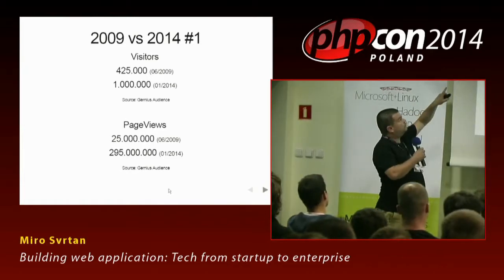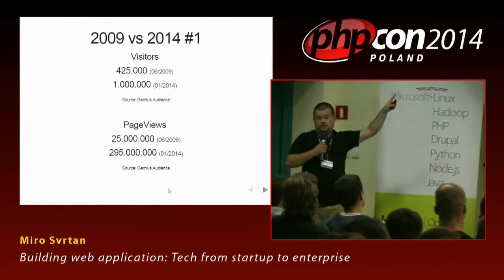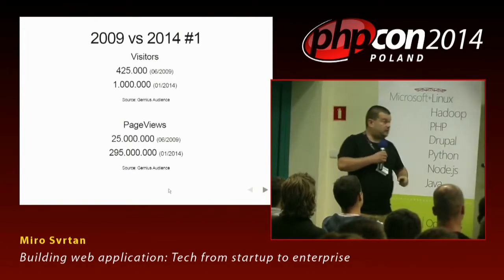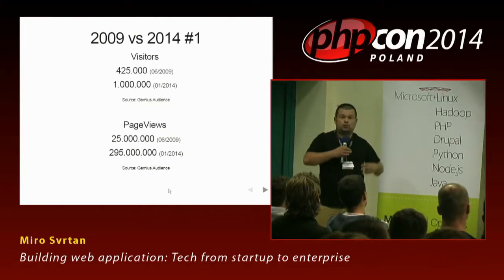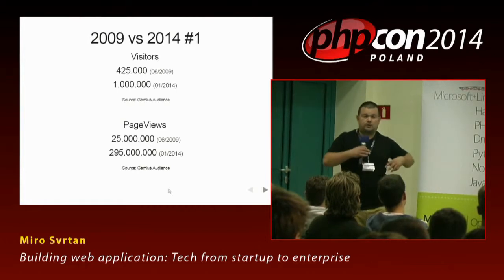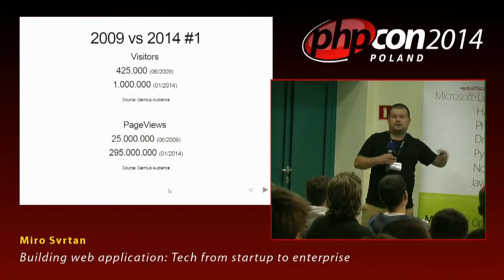And in 5 years, while our visitors grew only 2.5 times, our page views grew like 12 times. And that happened because we got more and more content. People decided to sell more and more, browse more and more, start getting used to, okay, I can find something and buy something there.